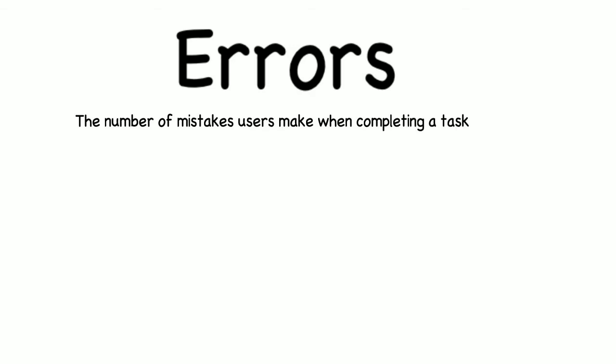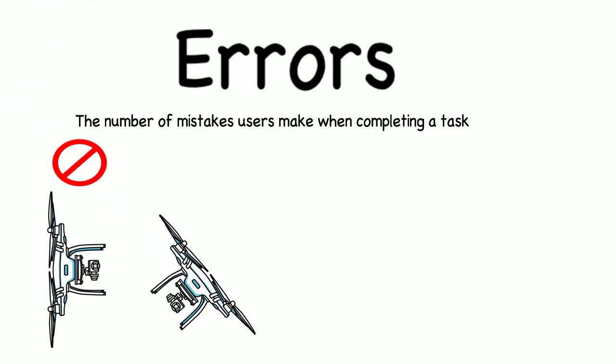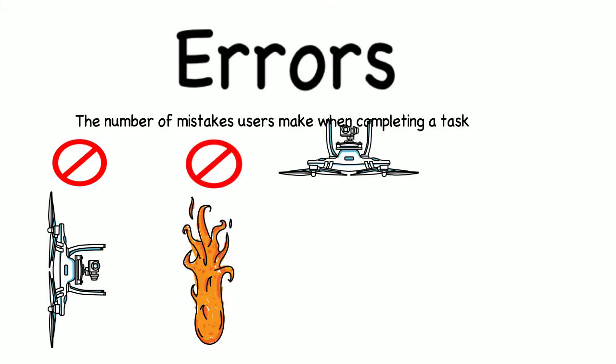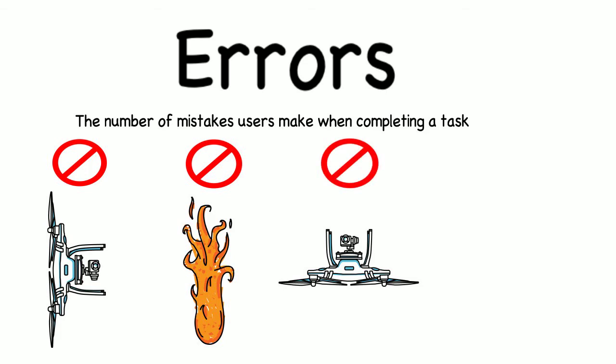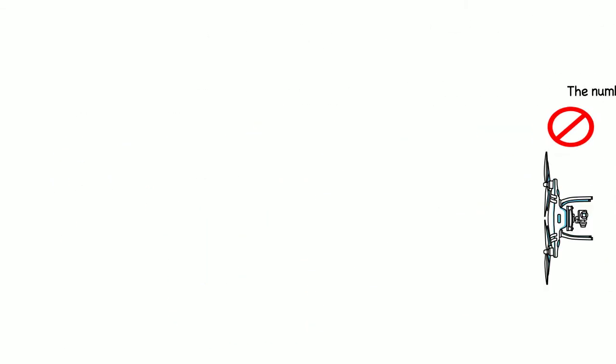Errors are the number of mistakes made when trying to complete a task. In this example, the error is the user not being able to accurately fly a drone. Other errors could consist of the user not noticing an element, taking a long time to complete the task, or failing to complete the task altogether. If there is a high number of errors made, then your product is difficult to use, making it less learnable.